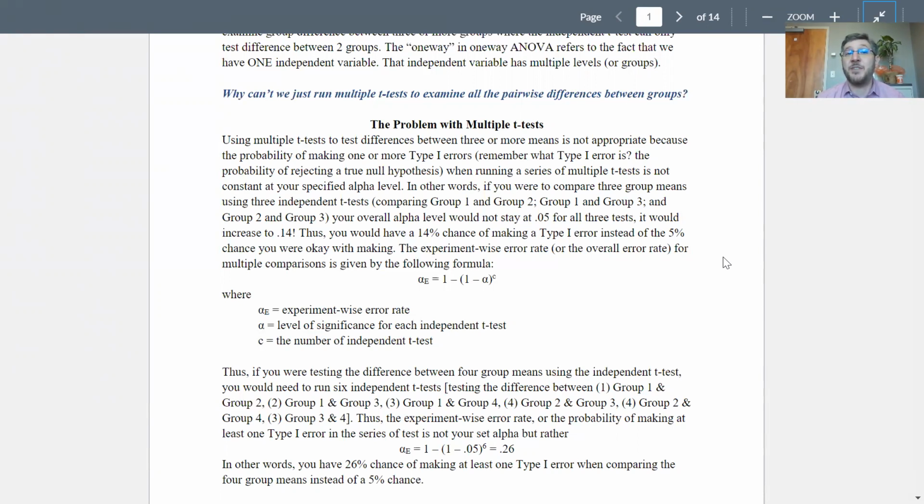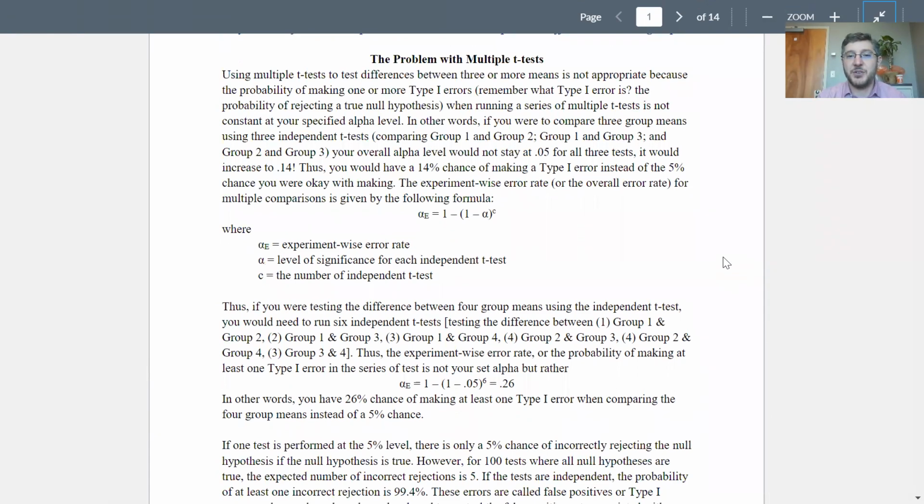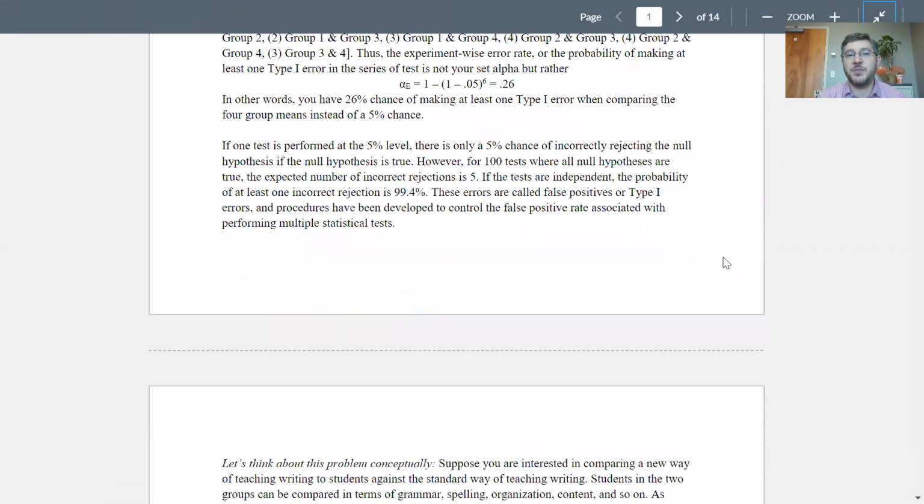We set an alpha level. By setting our alpha level at 0.05, we say we're willing to accept a 5% chance of making a type 1 error. When you conduct multiple t-tests, it multiplies that type 1 error. So the ANOVA controls for the type 1 error at whatever value you set it at. If we're setting our alpha level at 0.05, then that's what the ANOVA keeps it at. You can read through that in a little bit more detail.